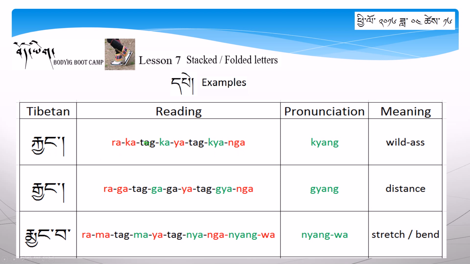So ta means attach, like in English tag, right? So it's kind of similar. We call it tak. Tak means to attach. So rakata, kayata, kya, nga, kyang, right? So it's ra, ka, ya, and nga. Once you attach ra to the ka, then it becomes ka. And then once you attach the ya, then it becomes kya.